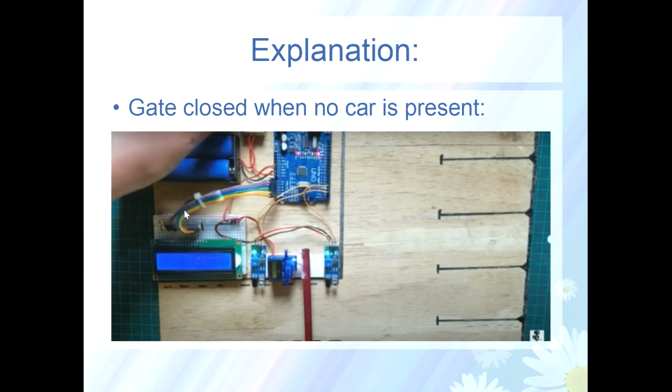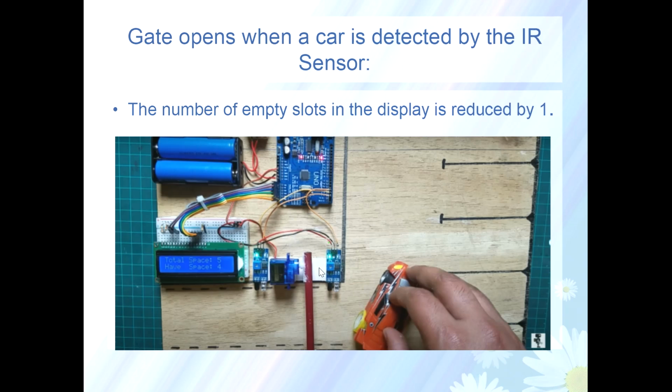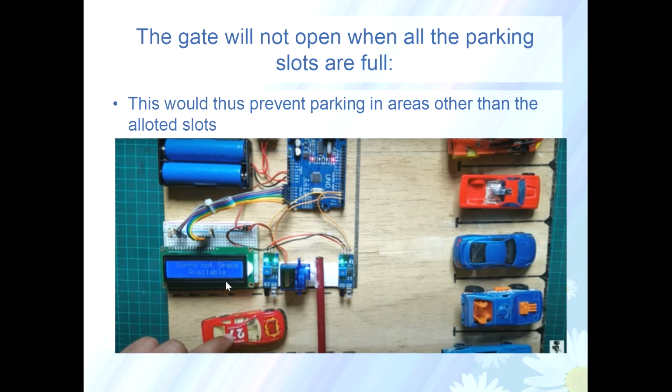Explanation: we can see that this is the gate. The gate is initially closed, and it will be closed till no car is present. When a car is detected by the IR sensor, then the gate opens and it allows the car to go inside, and we can see that the number of empty slots in the display is reduced by 1. You can see that the free slots which are available is 4, and the gate will not open when all the parking slots are full.